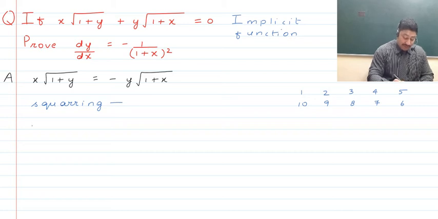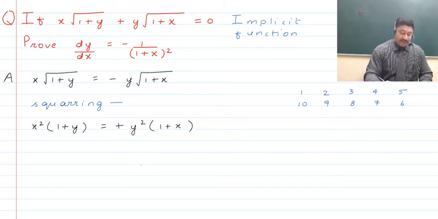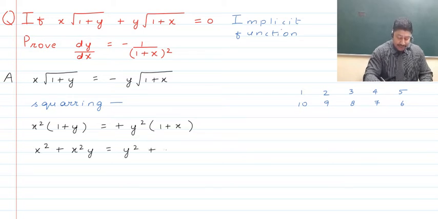As such, we have now x square times (1 plus y), as the square root and the square will get cancelled, minus minus will become equal to plus, and then you will have the square of y, which is y square times (1 plus x). Now further children, what we do here is we will now multiply the monomials to the binomials, and thus we will have x square plus x square y, which will become equal to y square plus x y square.